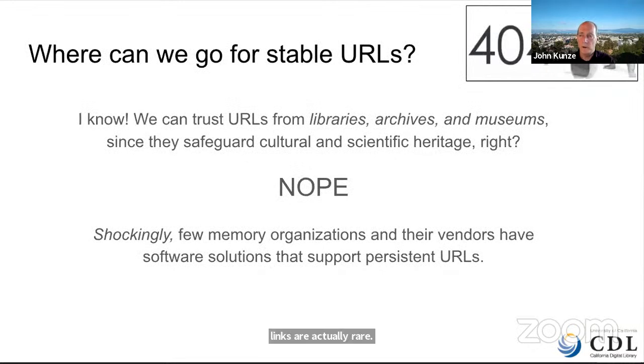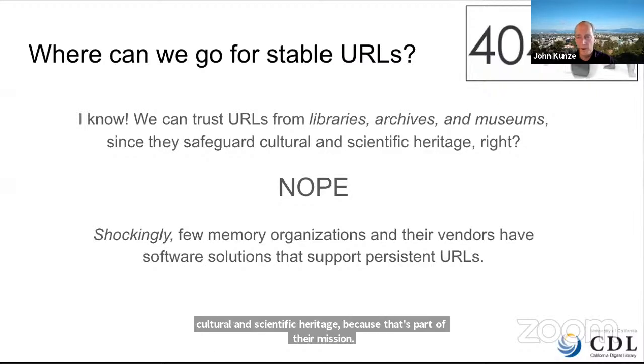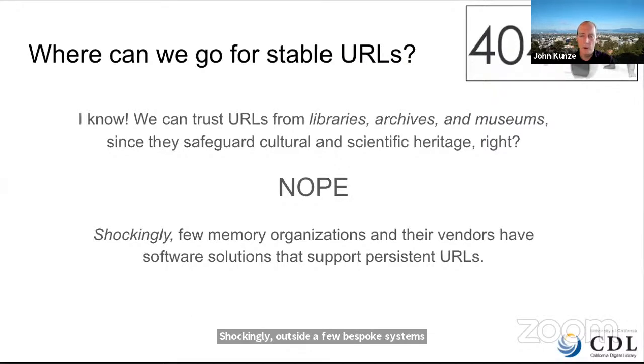So where can we go for persistent links? I know we can trust libraries, archives, and museums that safeguard cultural and scientific heritage because that's part of their mission, right? No. Shockingly, outside a few bespoke systems, most heritage organizations and their vendors do not have software solutions that support persistent links.